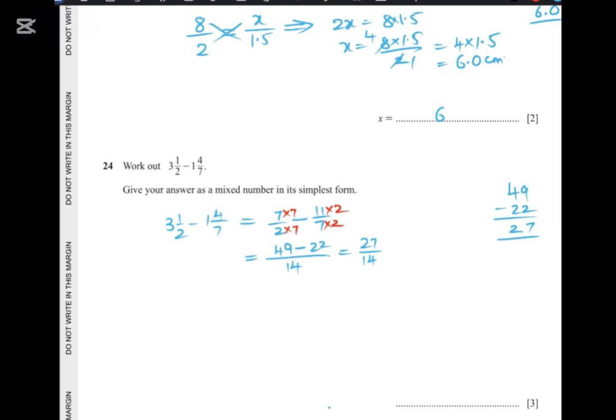Now divide the numerator by the denominator. 14 times 2 will be 28, so just do 14 times 1 is 14. 27 minus 14 is 13. 13 is the remainder. So the whole number is 1. The quotient is the whole number. The remainder will be the numerator and the denominator will be the divisor. So 1 13 by 14 is the answer.